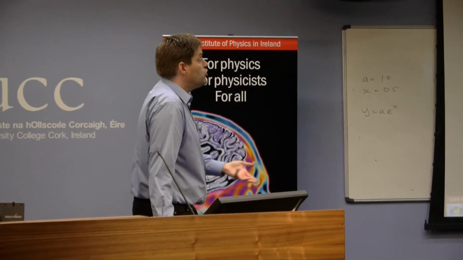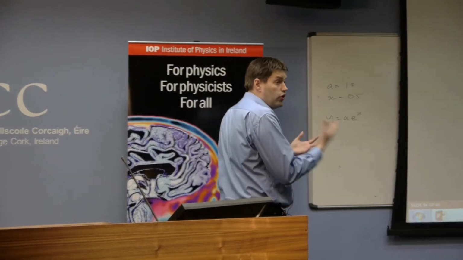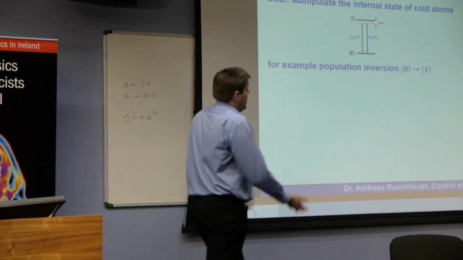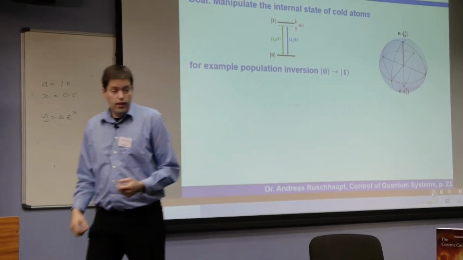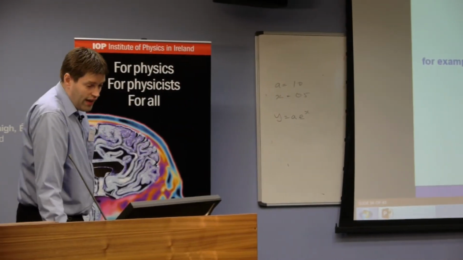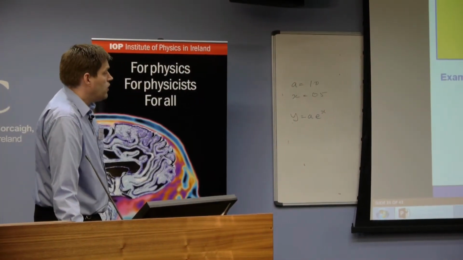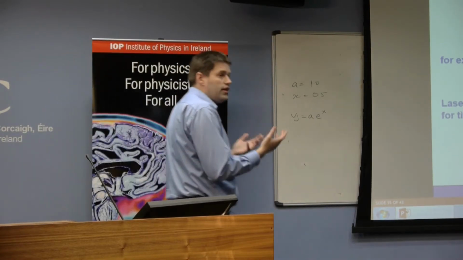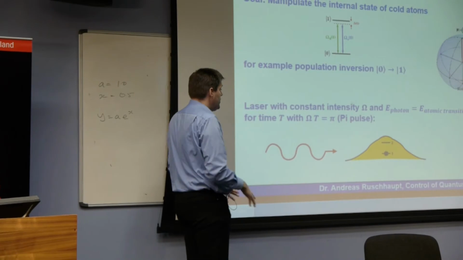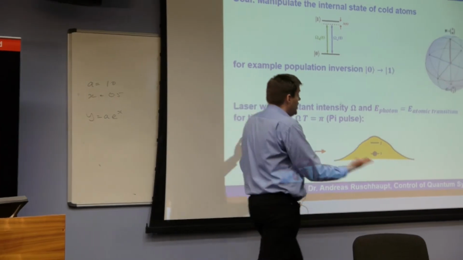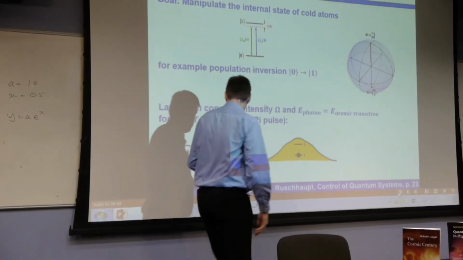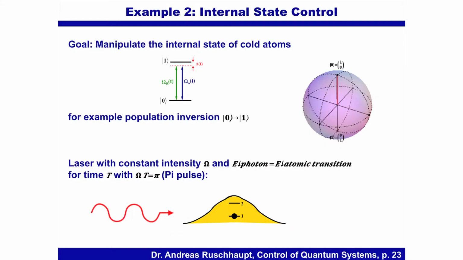And the key idea here is to do population inversion. You want to control this internal state, you want to compute with it. And one example is, for example, your atom is in the ground state, it should be in the excited state, in state 1. And how to do it? One possibility is the simplest way. We can shine in some light with some constant intensity, where the energy of the photons equals the energy of this transition here. We shine it in for some fixed time T, in such a way that this product is pi. This is why this is also called a pi pulse.